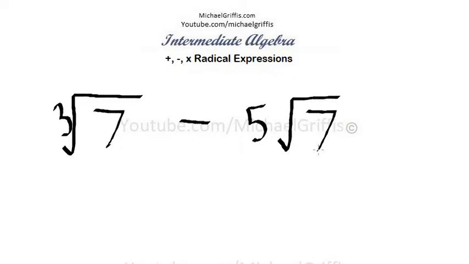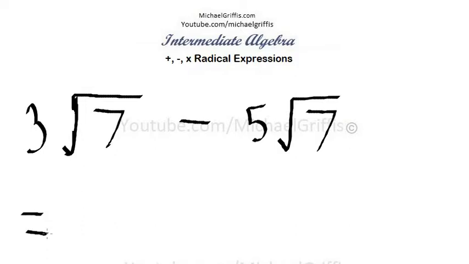So we can simplify this down. Actually, something's fishy here. I don't think that's supposed to be 3 roots of 7. I can't even read my own handwriting. It's pretty sad. It's 3 times the square root of 7 minus 5 times the square root of 7.